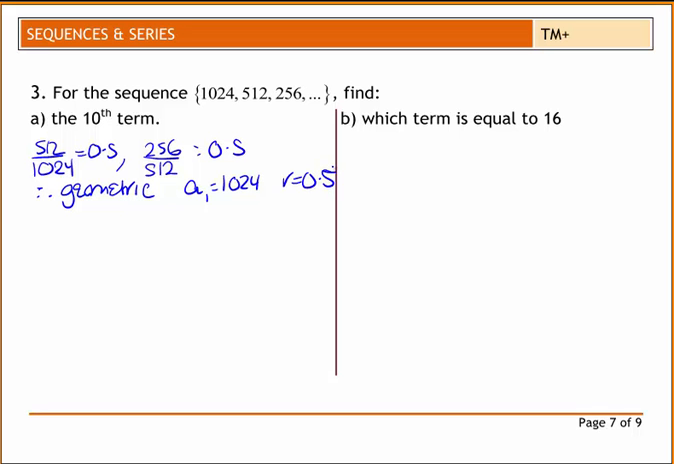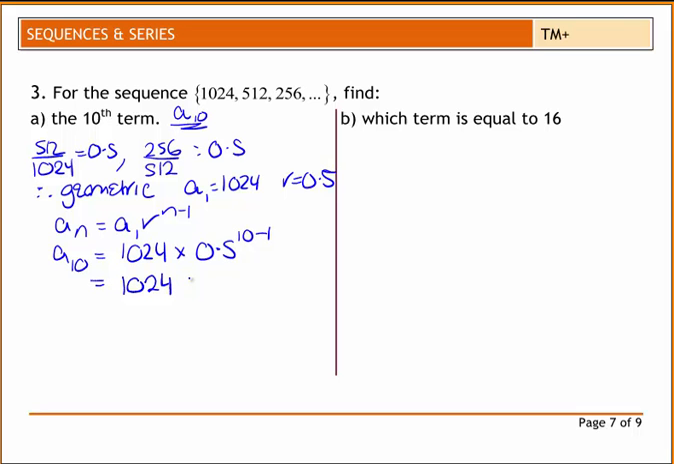So from there I need to work out what the 10th term is. So I want that A10. So An equals A1 r to the n minus 1. So A10 is going to be 1024 times 0.5 to the 10 minus 1. So 1024 times 0.5 to the power of 9. Plug that into your calculator and you get the answer 2. Therefore, the 10th term is 2.